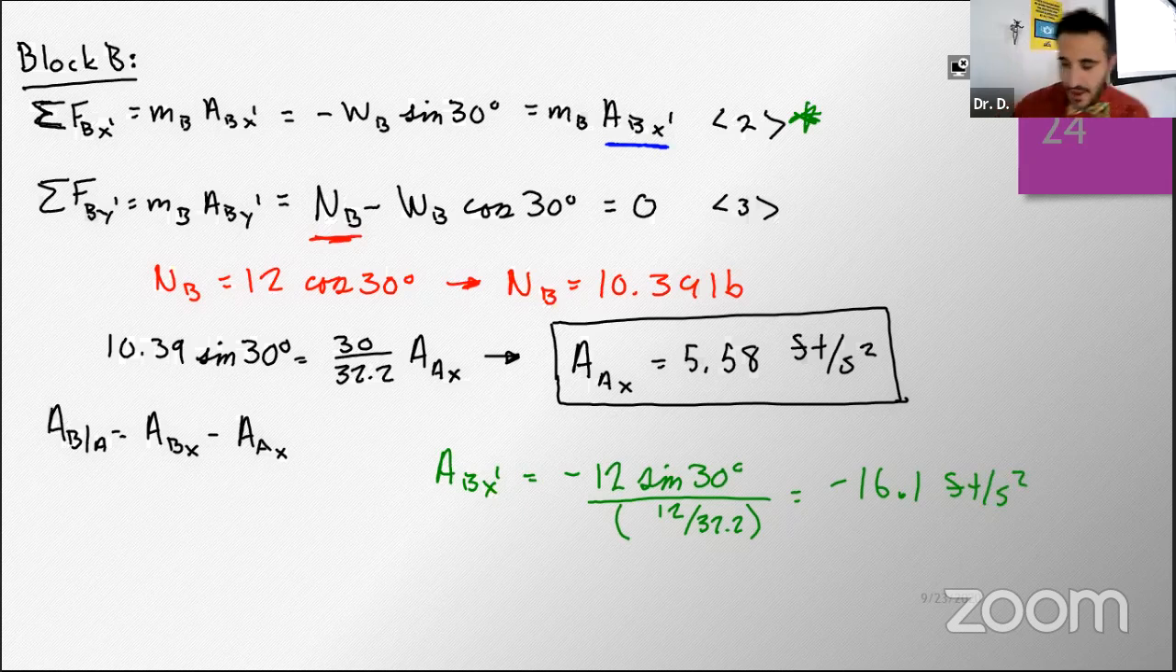That's negative. So what is this telling us? This is telling us that B is moving to the left, so it's moving down the slope, which is what you would expect if there's no friction. You're moving the block in one direction and this is accelerating down the slope. It makes sense.